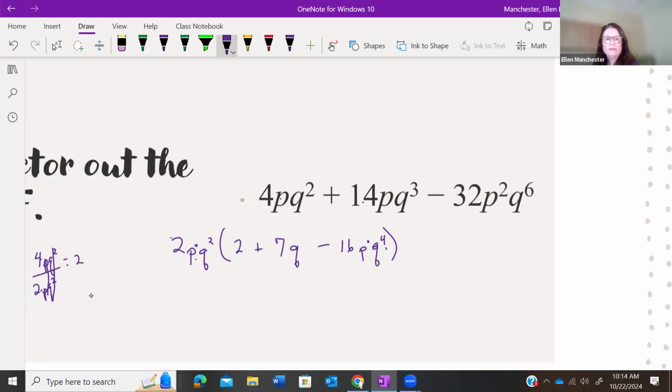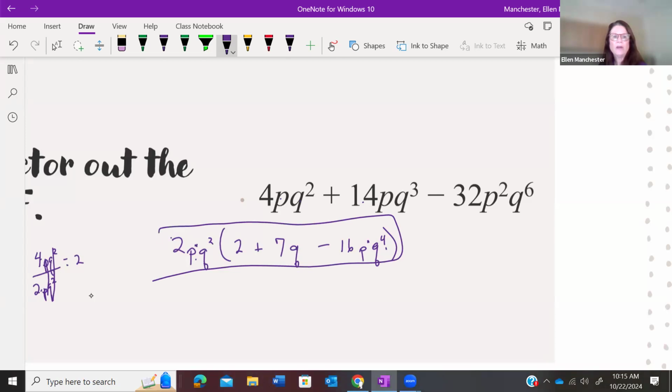Okay, and then a quick mental check. 2 times 2 is 4. PQ squared, good there. 2 times 7 is 14. PQ cubed is there. And then 2 times negative 16 is negative 32. P squared, Q to the 6th, I'm good to go. All right? So any questions on greatest common factor?